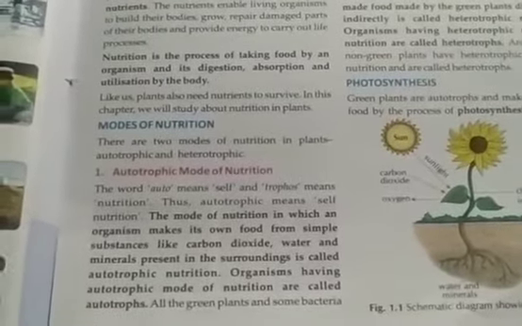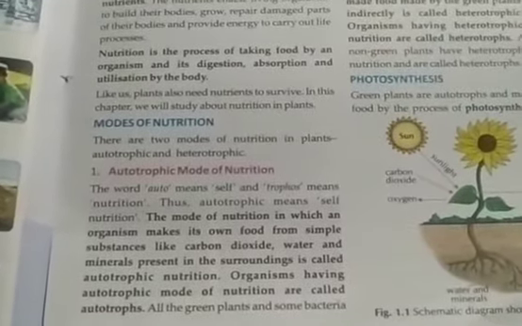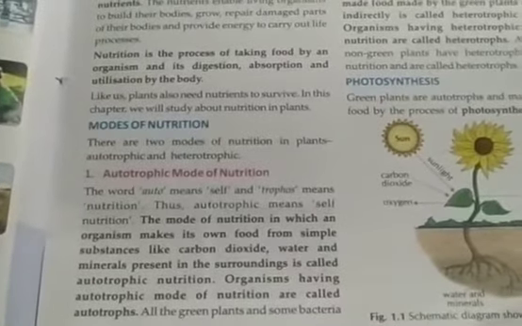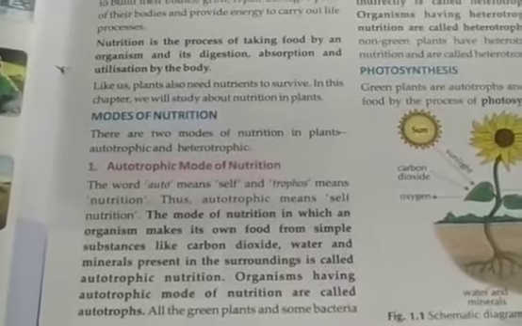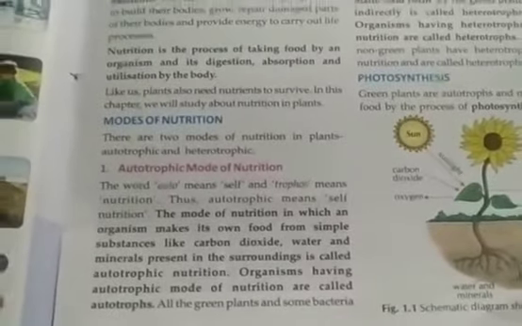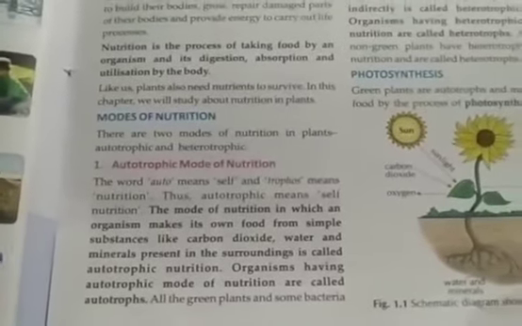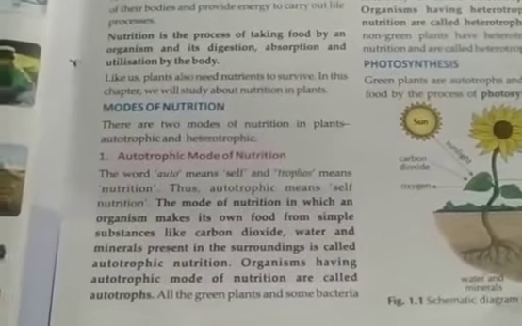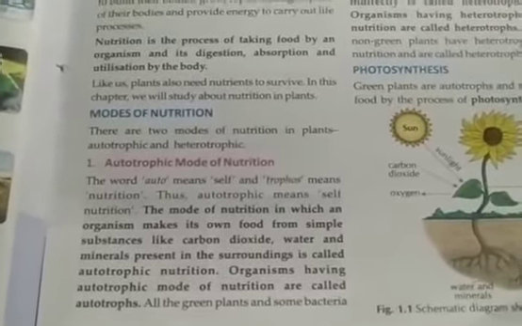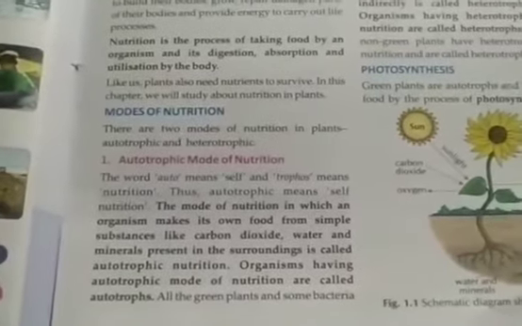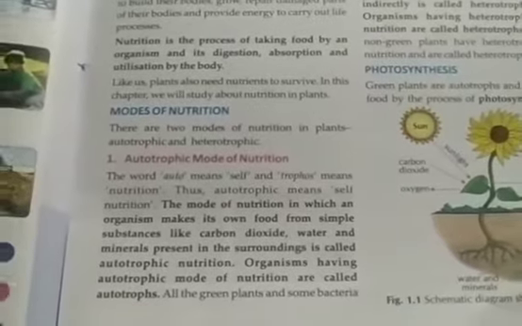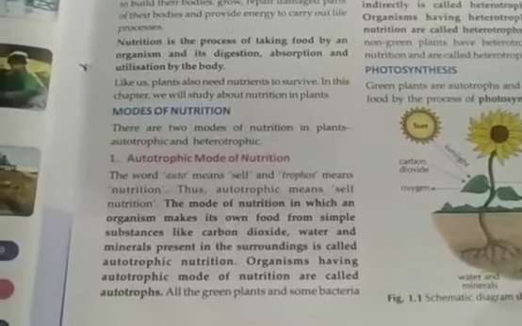That means the autotrophic mode of nutrition, the name summarizes into self-nutrition, which means that any organism which is able to make their own food from simple substances is performing an autotrophic mode of nutrition. So in the case of plants, the simple nutrients which they need are prepared from simple substances like carbon dioxide, water, minerals, which are very commonly found in the surrounding.